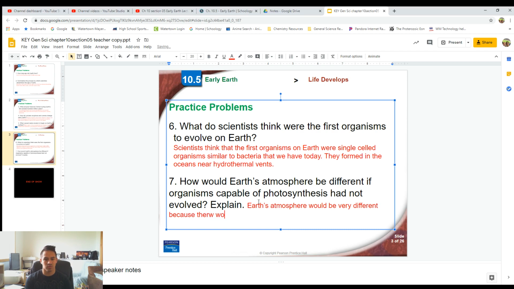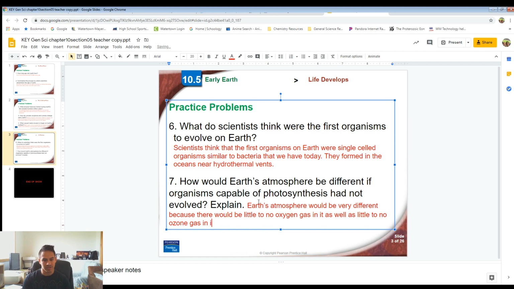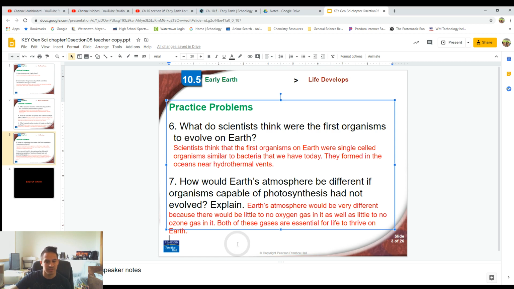Okay, so we can say Earth's atmosphere would be very different because there would be little to no oxygen gas in it, as well as little to no ozone gas in it. Both of these gases are essential for life to thrive on Earth. All right, something along those lines.